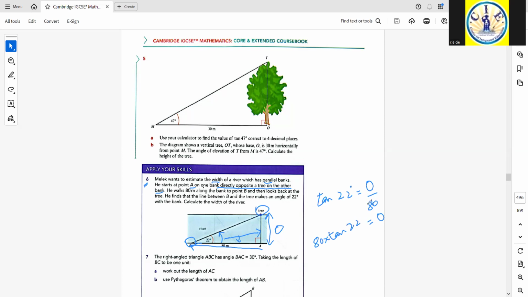So that will give us, using the calculator, a value that is 32.3 meters. So O, that is the opposite side to this angle, is actually the width of the river. Width of the river is 32.3 meters. Okay, that completes question number 6.